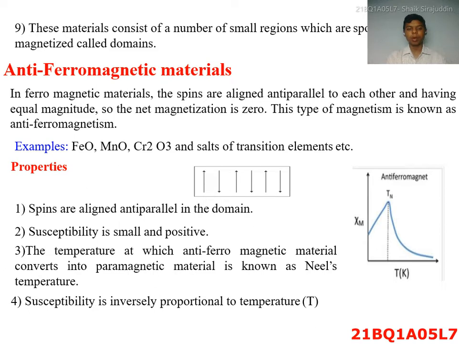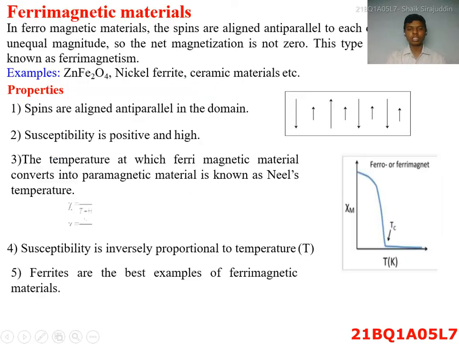The properties of antiferromagnetic materials are: the spin alignment is anti-parallel in the domain, the susceptibility is small and positive. The temperature at which antiferromagnetic materials convert to paramagnetic materials is known as the Neel temperature. Susceptibility is inversely proportional to temperature. The next one is ferrimagnetic materials.